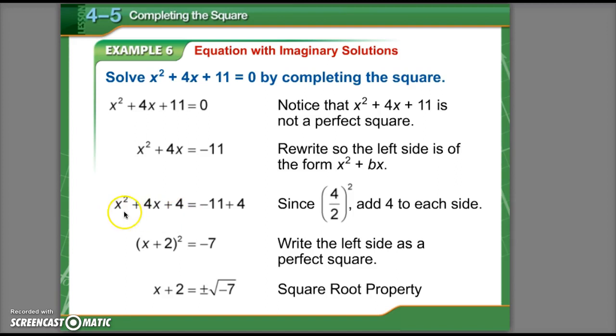This left side is a perfect square trinomial, and it simplifies into just x plus 2 quantity squared. And the right side simplifies to negative 7. We'll square root each side. We're left with x plus 2 equals plus or minus the square root of negative 7. Notice that we have the square root of a negative number, so that's where the imaginary number is going to come in for our solution.